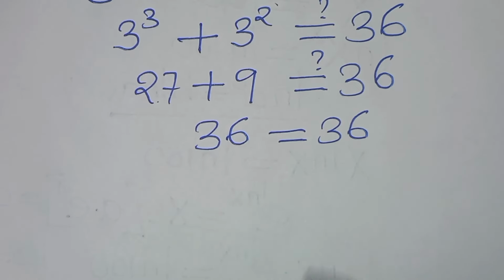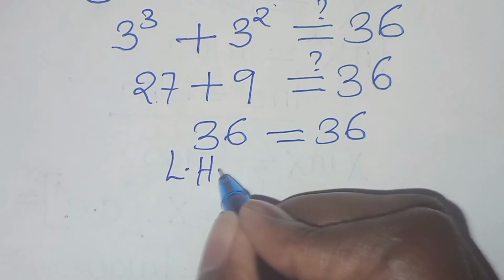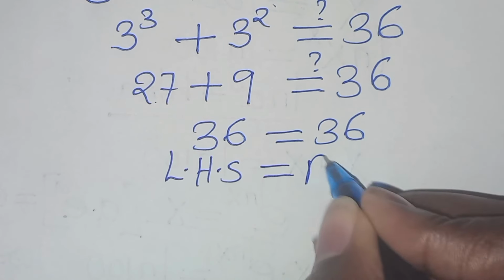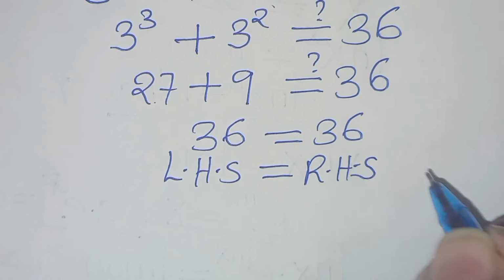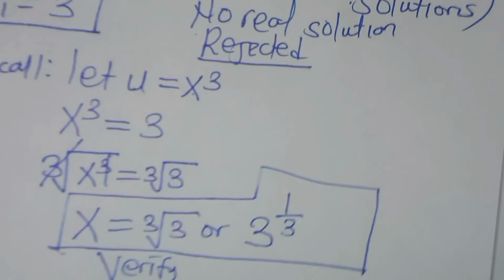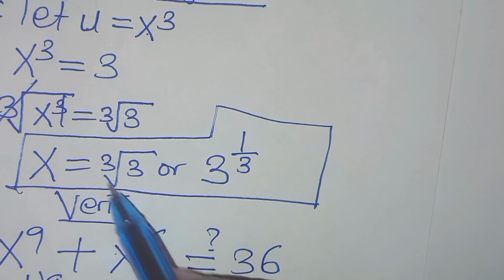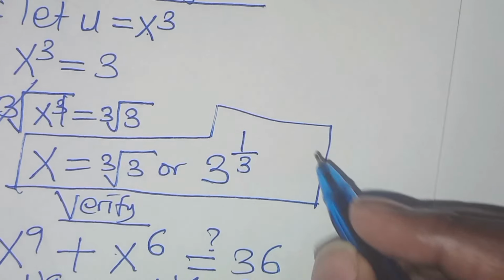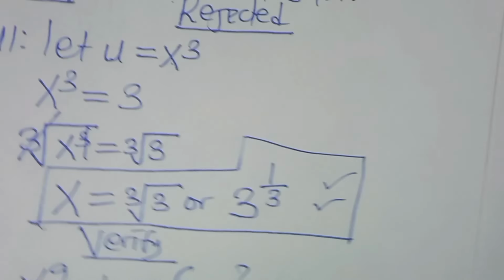So this implies that the left hand side is equal to the right hand side. And this implies that the value of x, which is the cube root of 3, or rather 3 raised to the power of a third, satisfies the equation.